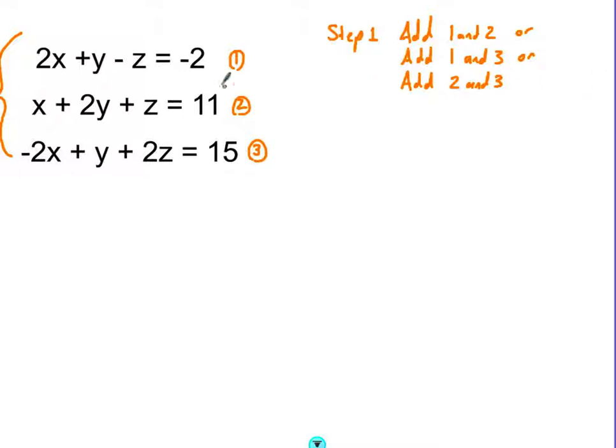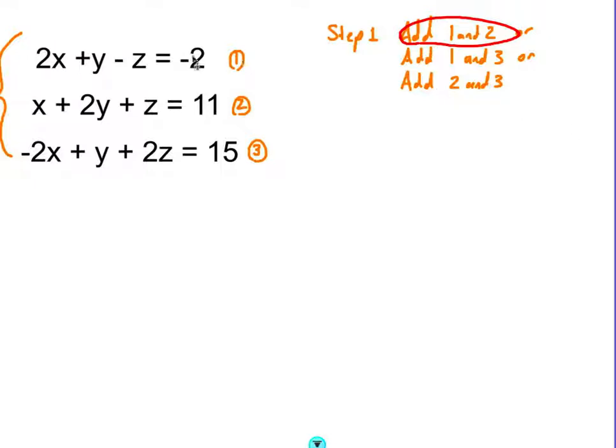So I'm going to look at my equations, and you have to pick a variable to eliminate. It's up to you to decide which one you think it's easiest to do. In this case, my personal preference is to eliminate z. So I'm going to start by adding equations 1 and 2 in order to eliminate z.